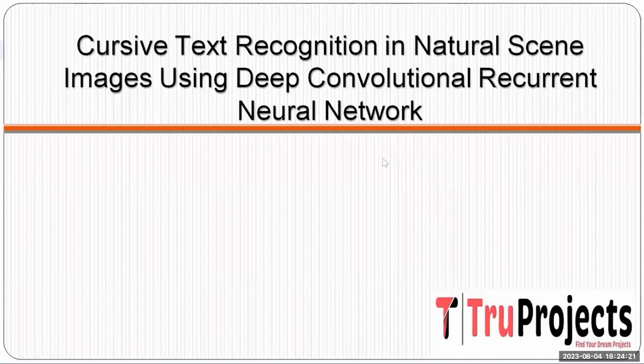In this video, we are going to explain a project titled Cursive Text Recognition in Natural Scene Images using Deep Convolutional Recurrent Neural Network.